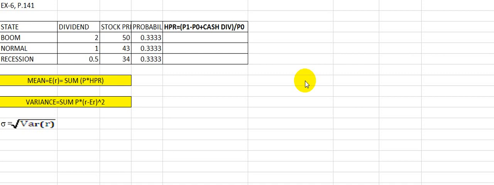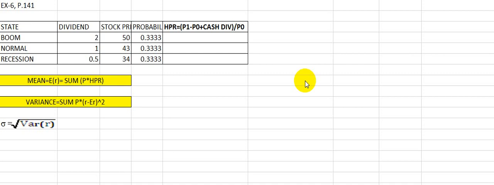Dividend for a boom economy is 2 and the stock price is 50. For a normal one it is 1 and 43. Recession, 0.5 dividend and $34 as stock price. Calculate the expected holding period return and standard deviation of the holding period return. All three scenarios are equally likely.